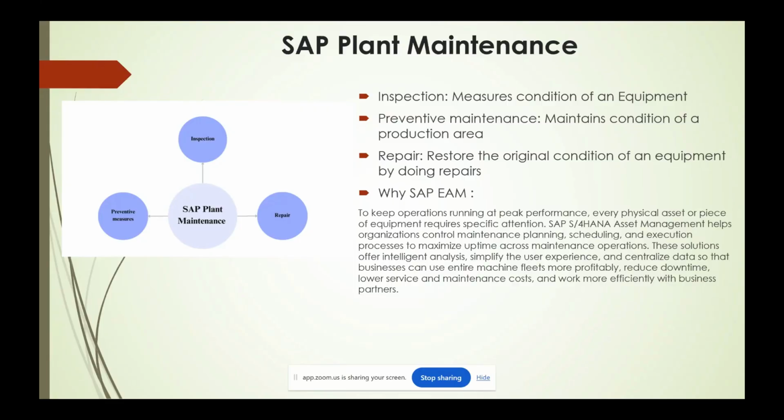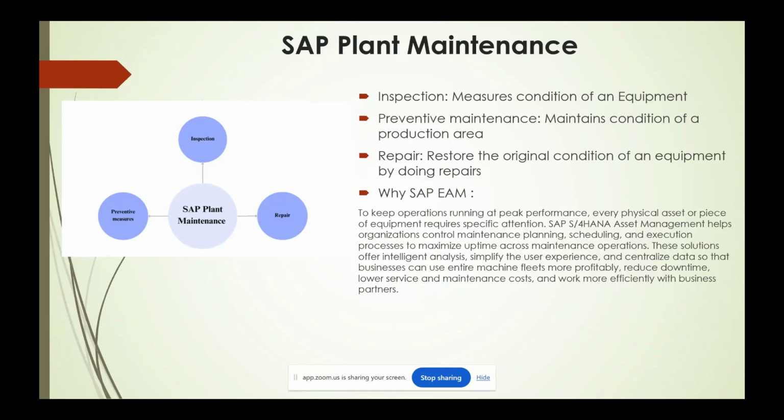Repairing is nothing but the measures which you take to restore the original condition of an equipment. That is called your repair. Preventive measures are the measures which you take to maintain the original condition of the equipment. So that is called preventive measures.